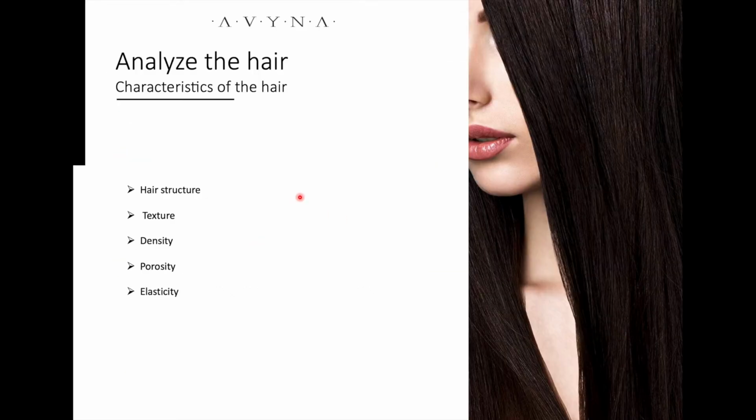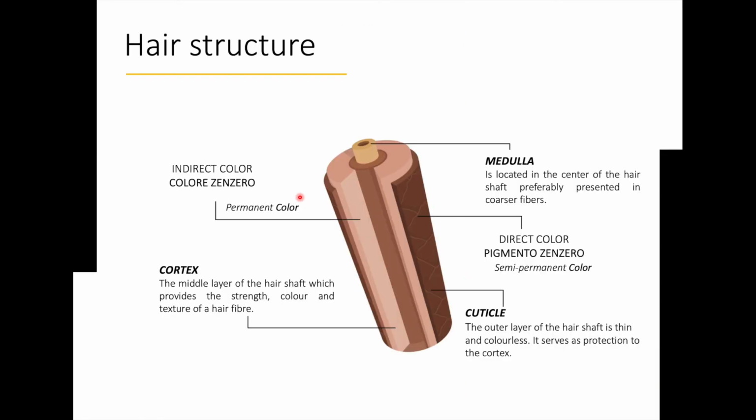Now let's analyze the color. Before we get into Avena's color, let's see the characteristics of the hair. We should know the hair structure and understand the importance in color and difference between texture, density, porosity, and elasticity. So let's start with hair structure.